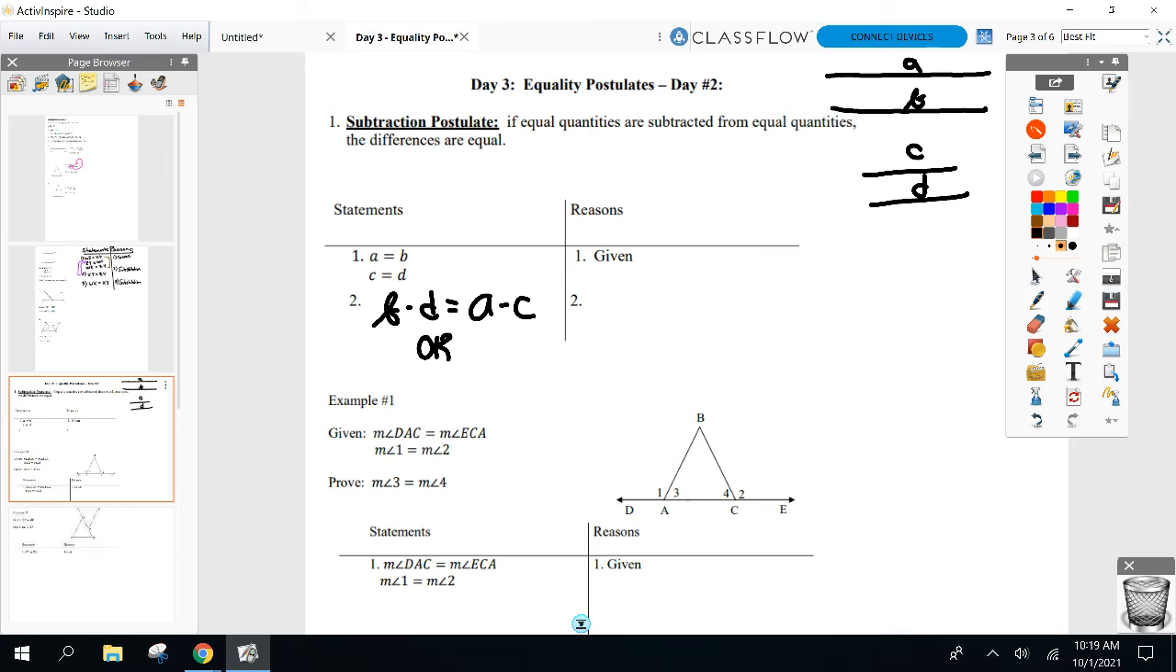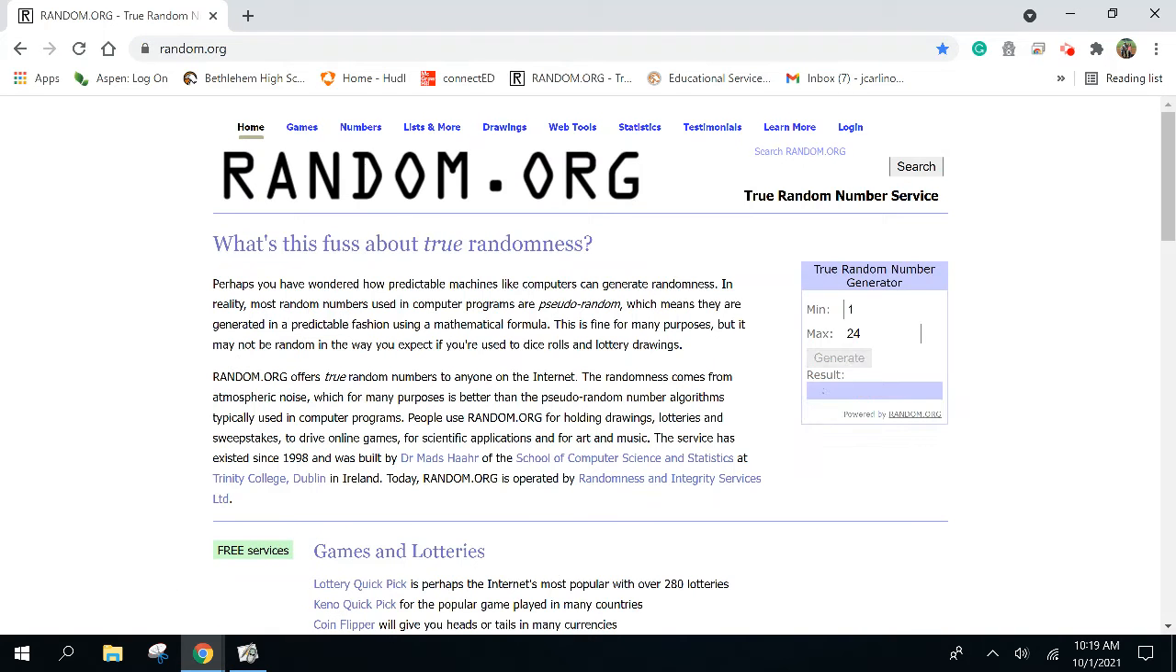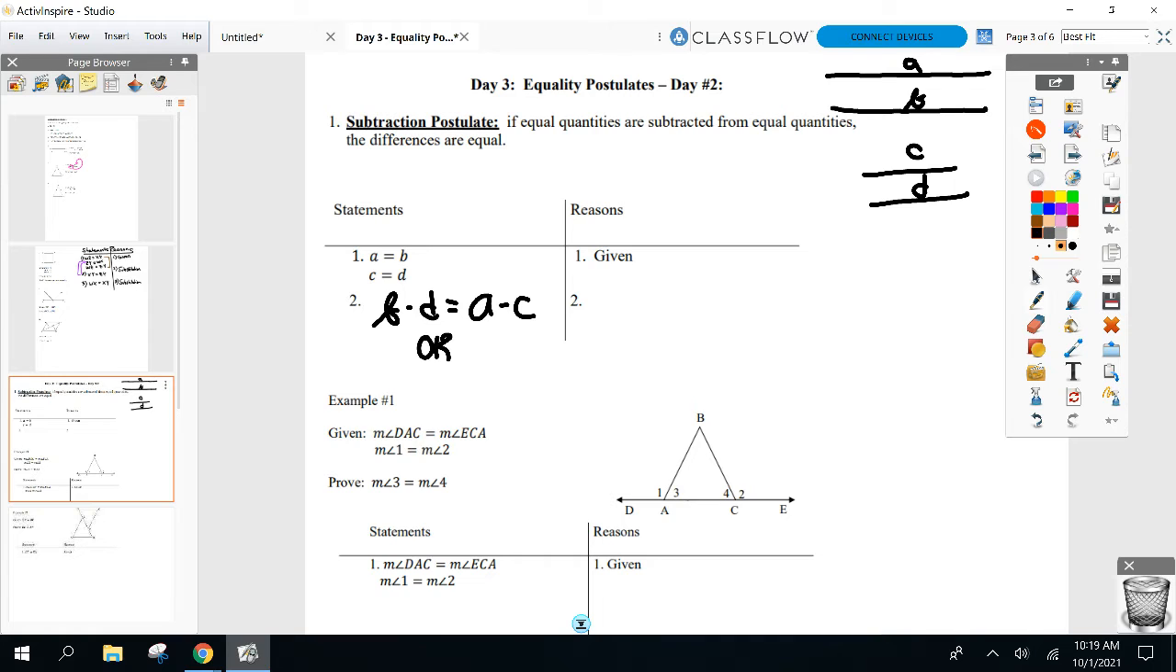Okay, or give me another pair. Let's go, I'm going to challenge you today. Give me another pair I could subtract and still equal to each other. Jackson. B minus C is the same as, what was it? A minus D. There's subtraction for everyone now.